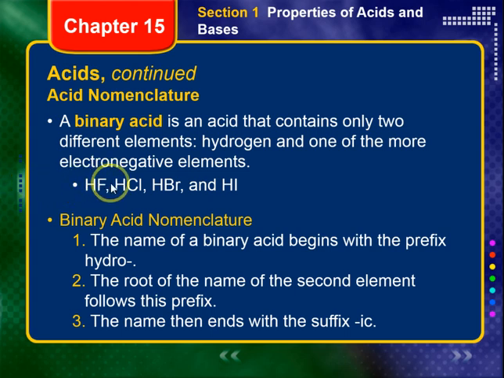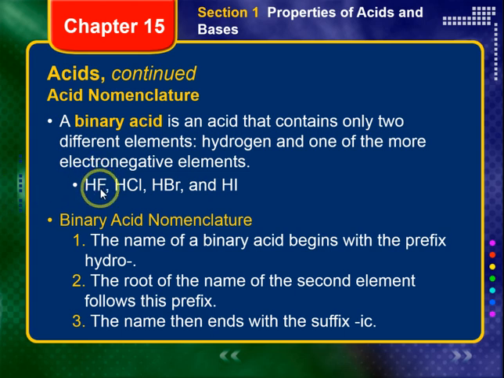When we go to name them, the name of the binary acid begins with the prefix hydro. So if you see just a single element back here, like fluorine, chlorine, bromine, iodine, with hydrogen, the name of that acid is going to begin with hydro. If you see a polyatomic ion, it's not going to start with hydro because it's not that simple element. The root of the name of the second element follows that prefix. So that prefix hydro is followed by the root of the second element's name.